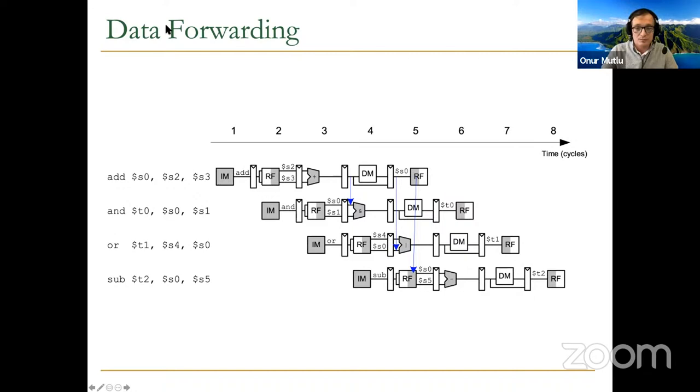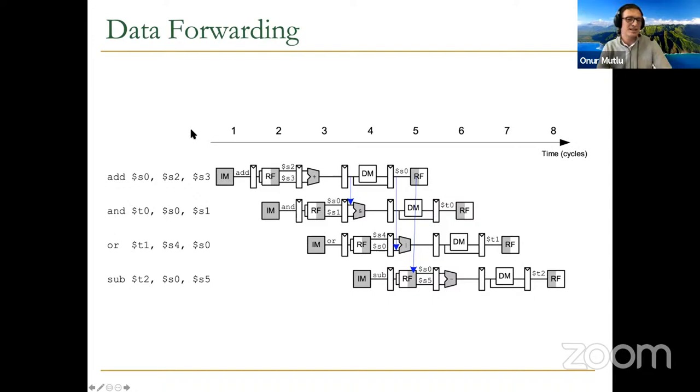Basically, can this OR actually get the data from here directly? I mean, it's possible. It depends on the pipeline design. It can latch the value over here also. But again, you will have to have this path anyway, because there are cases where this will happen. So providing this path from the data memory stage to the register file stage may be unnecessary, basically. But that's a good question. It really depends on their critical path also.